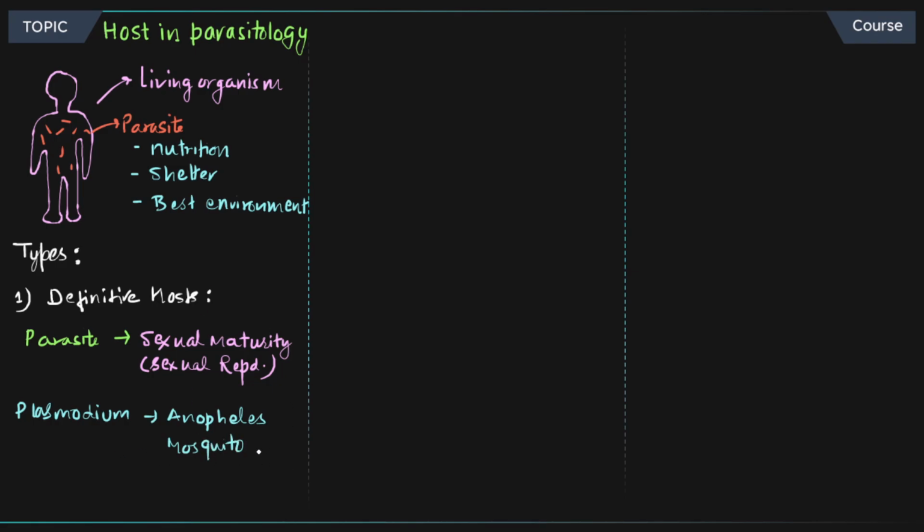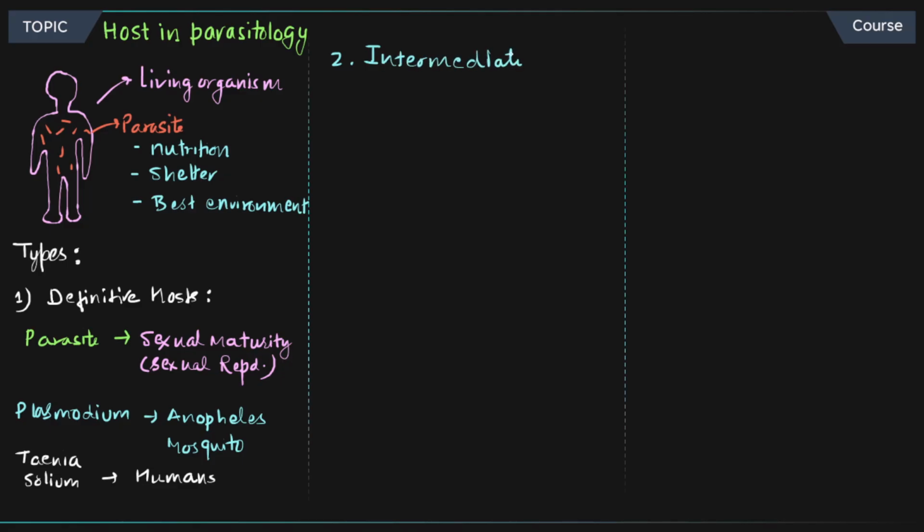The sexual reproduction happens in the Anopheles mosquito. Second one is Taenia solium. For Taenia solium, humans are the definitive host, where it completes its sexual reproduction. Next, let's talk about the second one, a really, really important one, which is intermediate host.